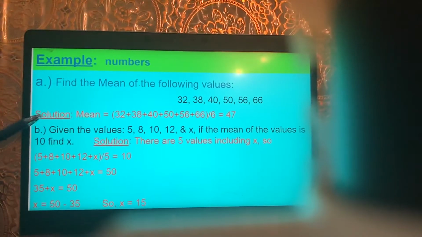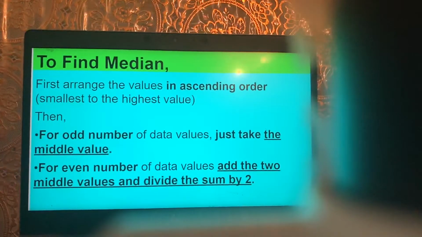So this is one type of question in finding the mean, or finding a missing value from the given values. To find the median, first we arrange the values in ascending order, smallest to highest value. If you have an odd number of values, you just take the middle value. If the number of data values is even, then you add the 2 middle values and divide the sum by 2. But for odd data values, you just take the middle one.